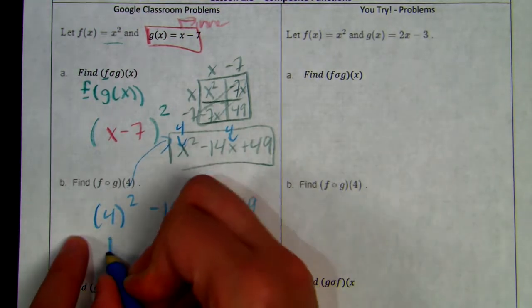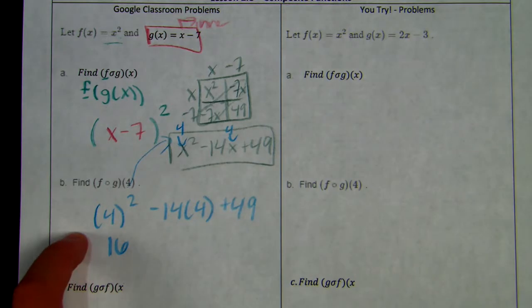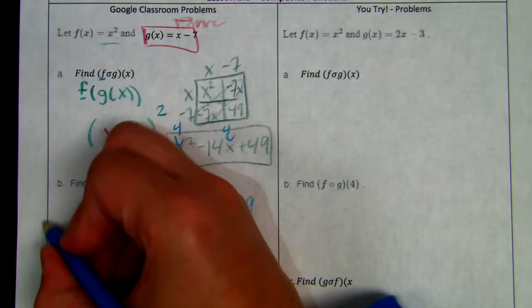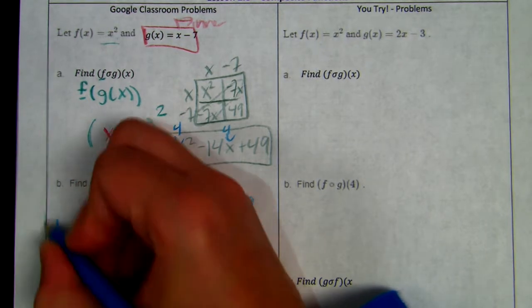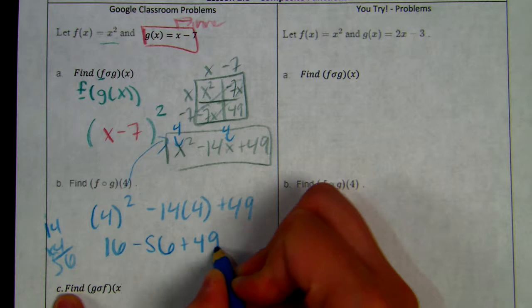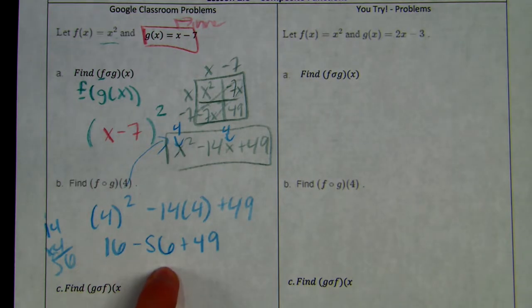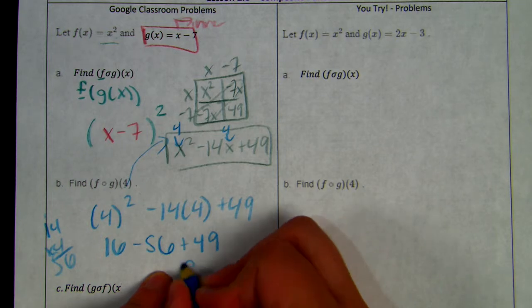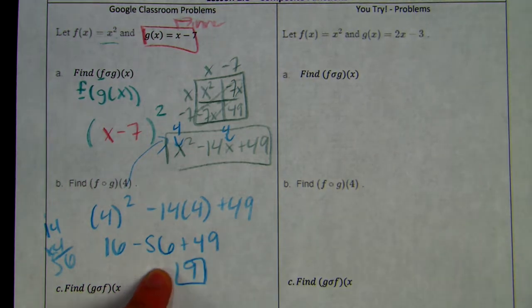4 squared is 16. 14 times 4, man, is a number. I actually don't know. Let me look at my sheet again. I don't know what 14 times 4 is. I'm going to do it off to the side. 14 times 4 gives us 56, so minus 56 plus 49. 16 minus 56 is a negative 40. Negative 40 plus 49 is just 9, which is also what I got last time.